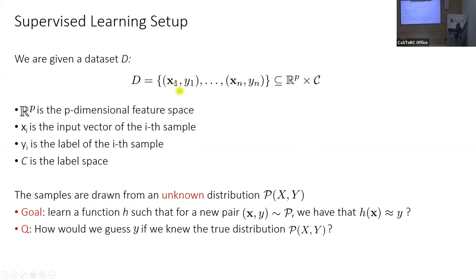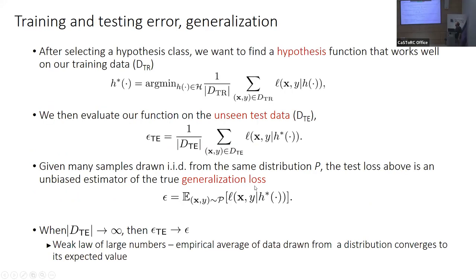So we know that these samples X, Y are drawn from an unknown distribution. And our goal is to learn a hypothesis function, H, which will allow a new pair of data that we, let's say, gather from the real world to be classified correctly. So we want the outputs of the hypothesis function that we choose to approximate the label space. So the interesting thing here is that, okay, let's say we know this distribution. Can we get 100% accuracy? That's a quick thing to think about, and we'll get back to this.